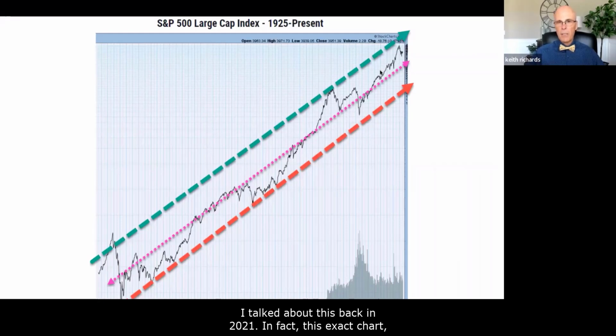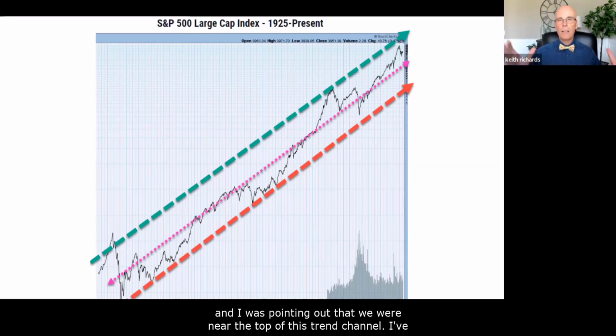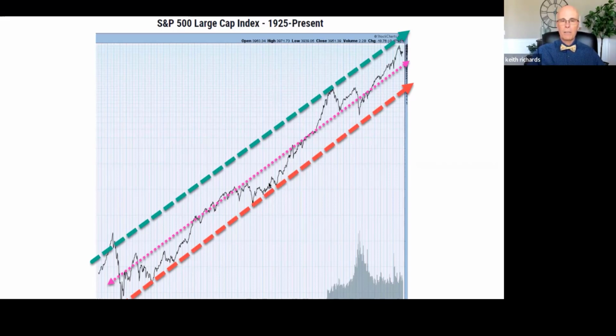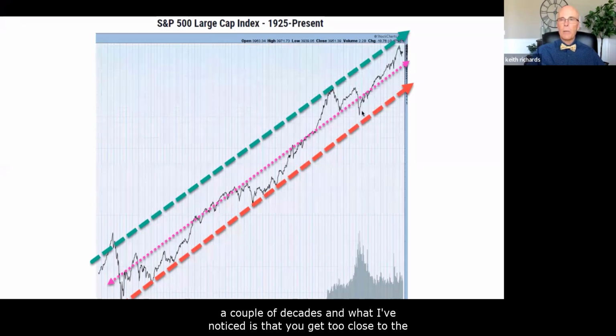And I talked about this back in 2021. In fact, this exact chart, obviously dated to that point in time, and I was pointing out that we were near the top of this trend channel. I've been looking at this trend channel for a long time. Not since 1929, mind you, I'm not that old, but I have been looking at this trend chart for many, many years, in fact, a couple of decades. And what I've noticed is that you get too close to the bottom, you tend to rally, too close to the top, you tend to fall. And it's happened over and over again. You can see that here, you can see that here, you can see that here.